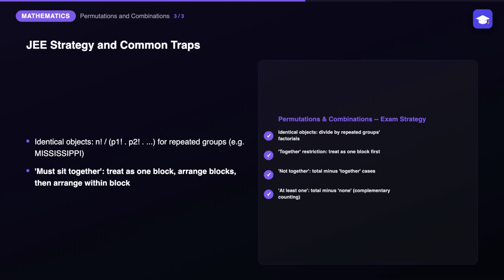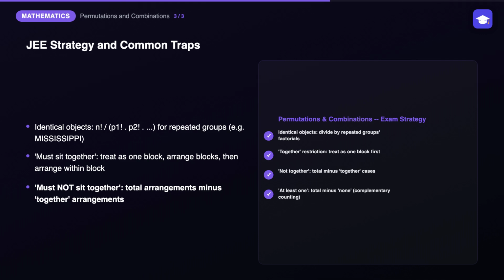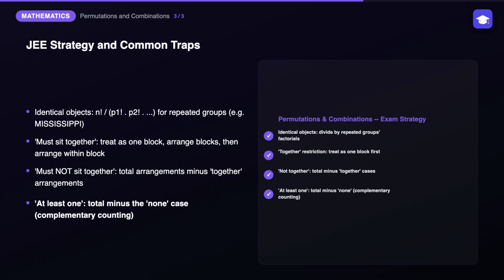A frequently tested strategy for problems with restrictions, like specific people who must sit together, or specific objects that must never be adjacent, involves genuinely treating the must-be-together group as one single combined block, first arranging blocks, then separately arranging the members within that block, and multiplying these two counts together. For must-never-be-together restrictions, it's often genuinely faster to count the total arrangements without restriction and then subtract the arrangements where they are together.